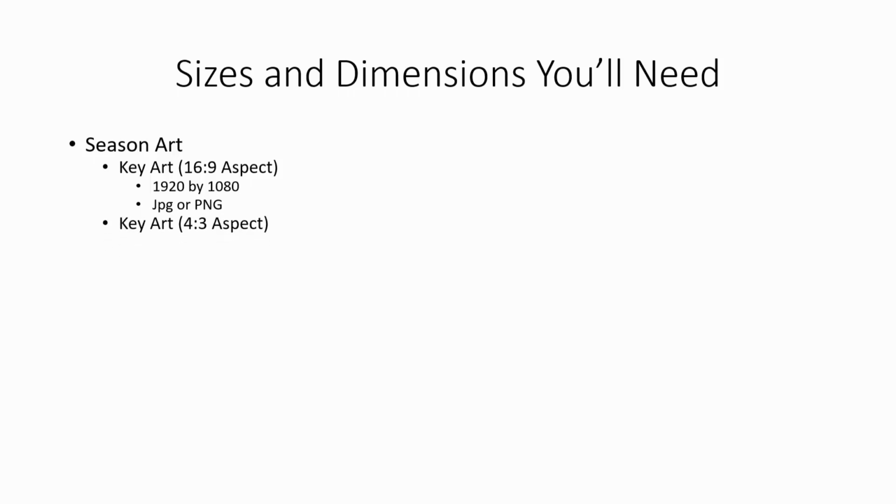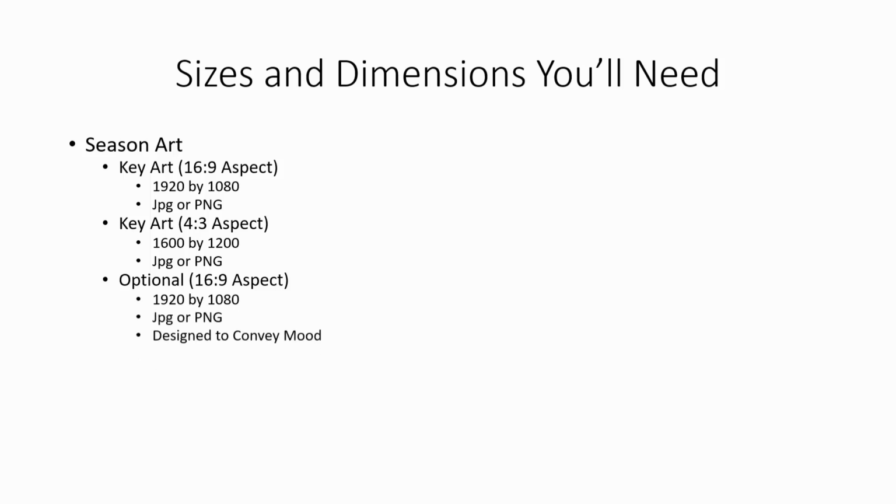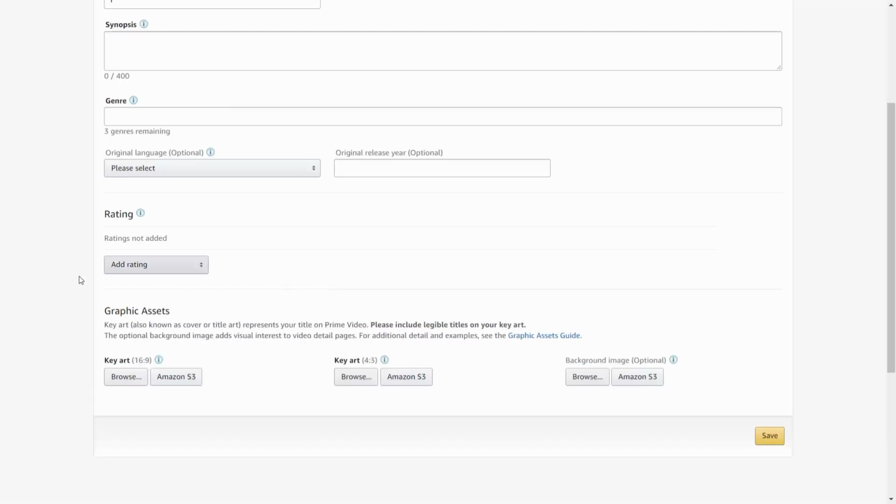Now, there's key art that you'll need to create that is also a 4:3 aspect ratio. That'll need to be 1600 by 1200, JPEG or PNG. And there is an optional file that you'll want to upload that's a 16:9 aspect ratio. It's 1920 by 1080, JPEG or PNG, and this is going to be a background image. It's only going to appear on the devices in order to convey mood. And you'll see the request for the three of these when you are uploading your image. You'll see one here in the key art area as well as the background image.